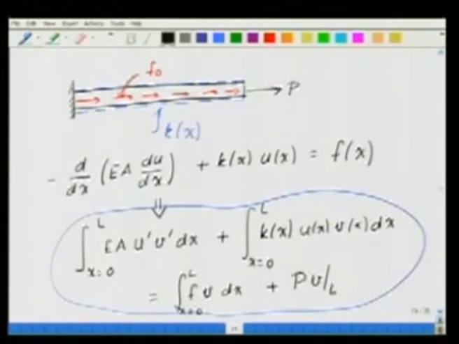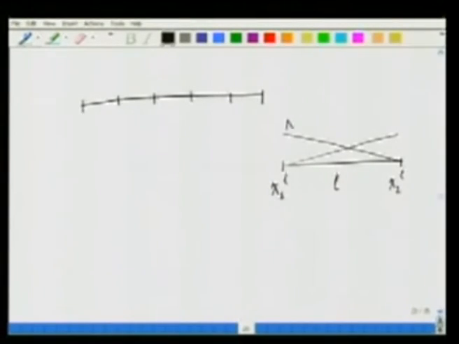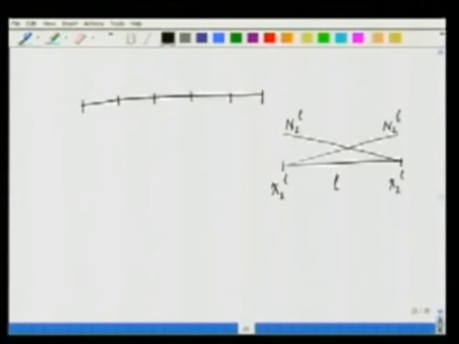Okay. Now the question is, I say that let's do the finite element approximation corresponding to this problem. So let's again go back to our 5 element mesh. For this mesh, what is going to change as far as the element calculation is concerned? So if I take a generic element out, element L, x1 of L, x2 of L, this is n1 of L, n2 of L. So what is going to change?